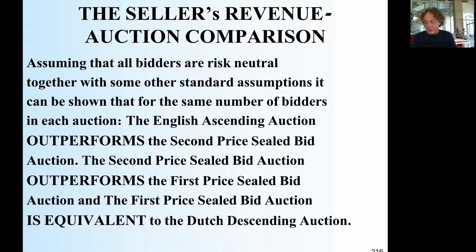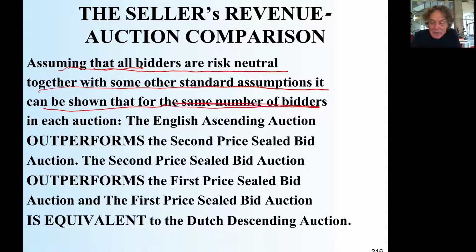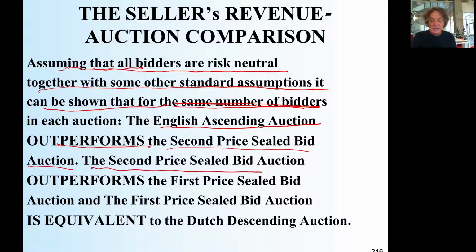We can compare them. Now I tell you what is the comparison. Assuming, and this is a very important assumption, that bidders are risk neutral, together with some other assumptions, it can be shown that for the same number of bidders in each auction, the English ascending auction outperforms the second price sealed bid auction. So even though for private values the English ascending auction gives exactly the same revenue to the seller, in the general case, not necessarily just private values, the English auction gives you either the same or more than a second price sealed bid auction. The second price sealed bid auction outperforms the first price sealed bid auction.